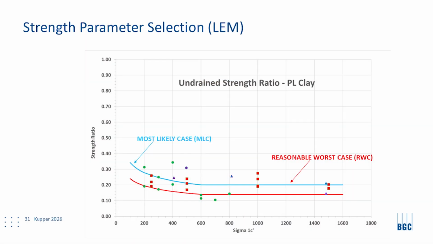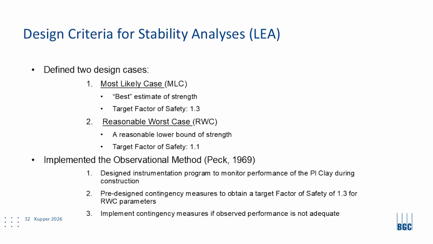So here's an example. Let's say these are all the data points that you have. Your most likely case, in blue, is kind of the 50th or 33rd percentile of the data, something common to use. And your reasonable worst case, the red line there, is not the lowest bound, but it's down there somewhere. You make sure that these numbers match or are reasonable relative to back analysis and case histories. And then off you go.